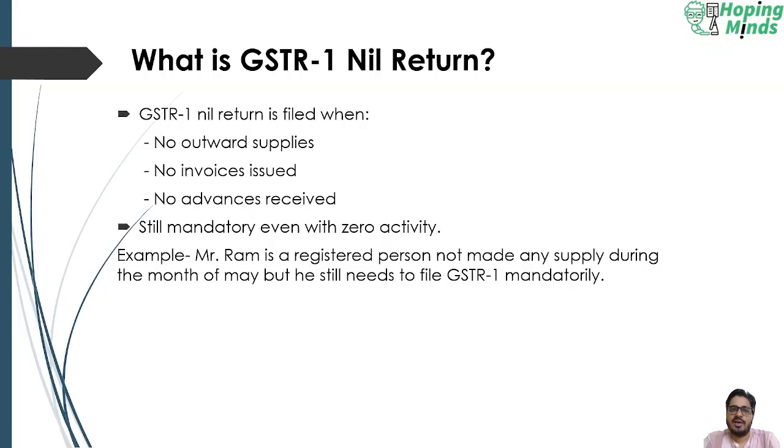So what is GSTR-1 nil return? GSTR-1 nil return is to be filed when there are no outward supplies, no invoices issued, no advances received, no debit note or credit notes issued, or any other transactions that are required to be filled in the GSTR-1 return have not taken place during the reporting period. Even if zero transaction is there, nil return is mandatory to be filed. For example, Mr. Ram is a registered person who hasn't made any supply during the month of May, but he still needs to file GSTR-1 mandatorily.